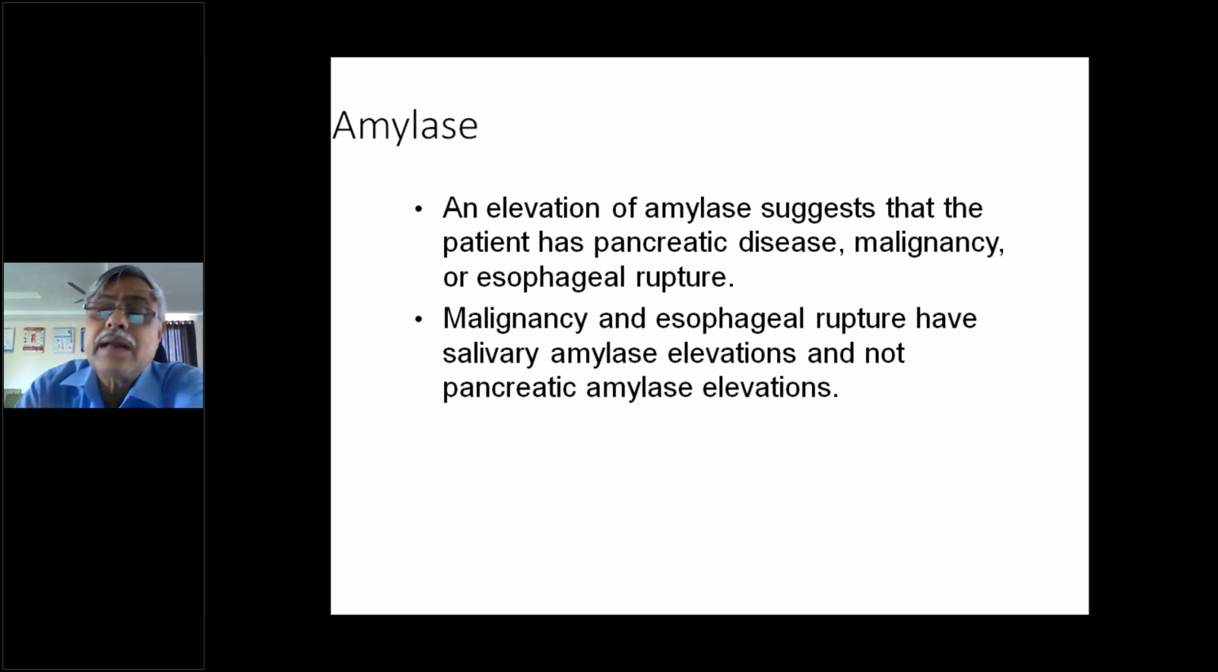So there, of course, you have to do tests like amylase, which suggests the patient has pancreatitis, or it may be esophageal rupture. So if you do amylase, then you will know whether it is due to pancreatitis or esophageal rupture. Malignancy will be there. And in case of trauma to the thoracic duct above the level of D5, left-sided pleural effusion will also occur. Salivary amylase elevations are not pancreatically important. The malignancy and esophageal rupture have salivary amylase elevation, not pancreatic amylase. That you must know.